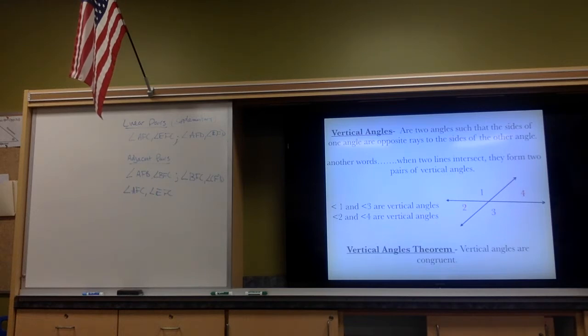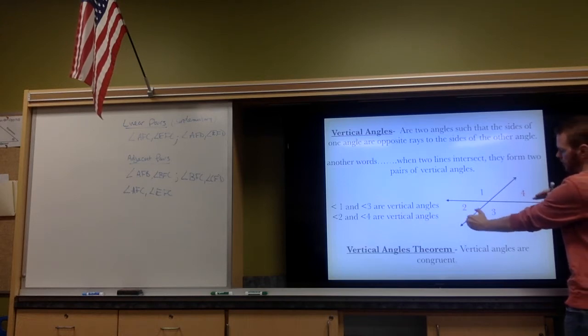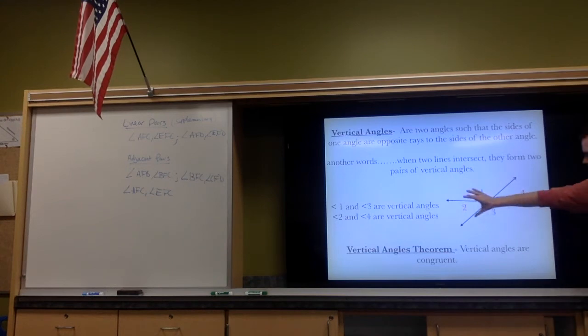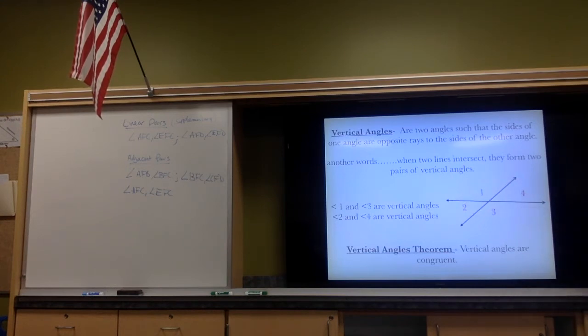Now, visually, you could probably see that. Like, these two look like they're the same. If I took this angle and I folded it over the other angle, it should be a perfect match. Same thing over here. If I took this angle and folded it over to the other angle, we're going to get a perfect match. So they're going to be congruent. Why? Is there a way to prove that? I think there is.